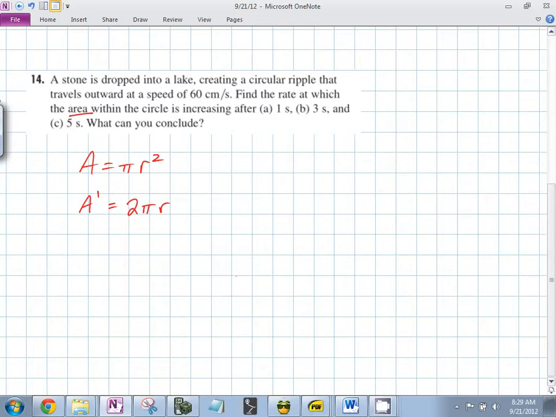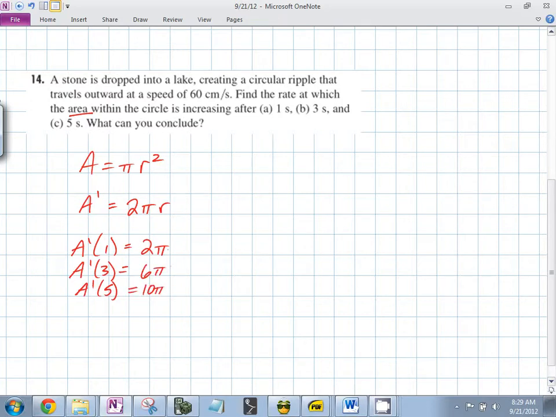So it's asking to find the rate at which the area within the circle is increasing at 1, 3, and 5 seconds. So A prime of 1, A prime of 3, and A prime of 5. So what's it going to be? 2 pi, 6 pi, and 10 pi.